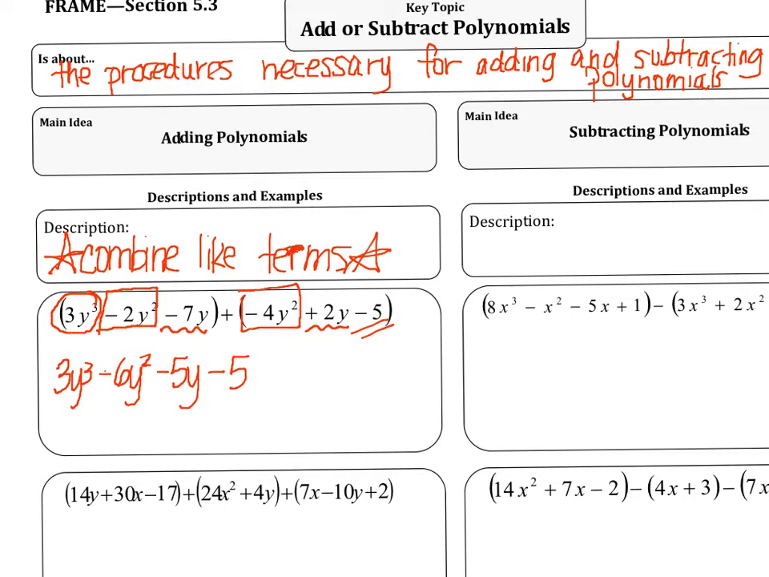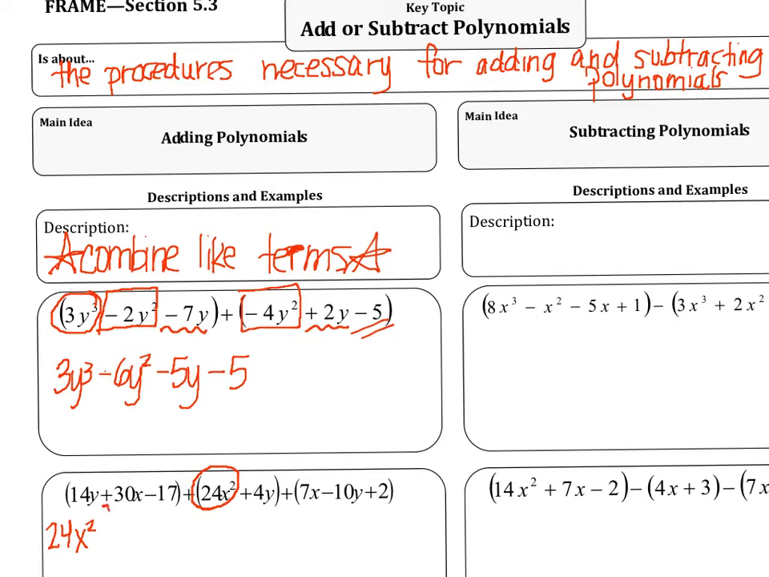So let's do a little bit longer one, and we'll do the same thing. Just identify our like terms and add them together. We first want to look for the one with the highest exponent, and that's right here, my 24x squared. So it's got to go first because we're going to put it in standard form, highest to lowest exponent. So I've got 24x squared. My next highest exponent would just be a plain x or a plain y, so we're going to do it in alphabetical order. X comes before y, so we'll do that first.